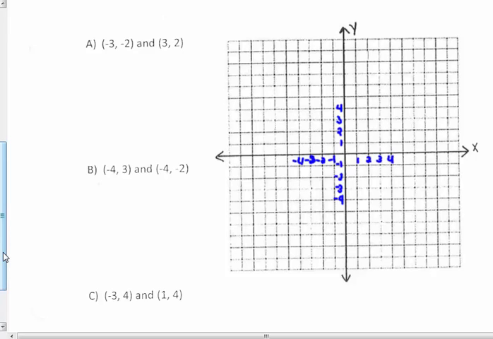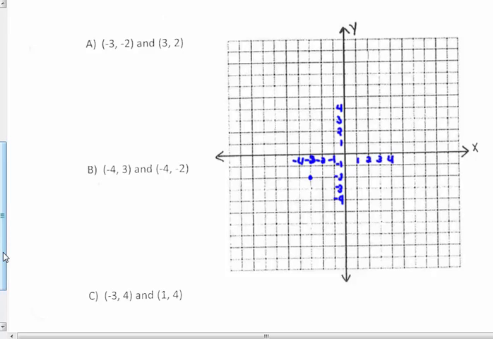So A is the point 3, negative 3. So this is line A. I'm making a line. I have 2 points. How many points make a line? 2. How many points are in a line? Infinitely many. To make a line, you need a minimum of 2. So the point negative 3, negative 2. It's down here in my third quadrant.